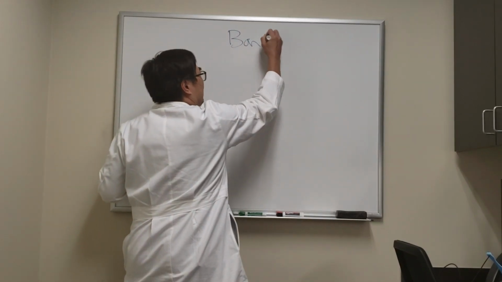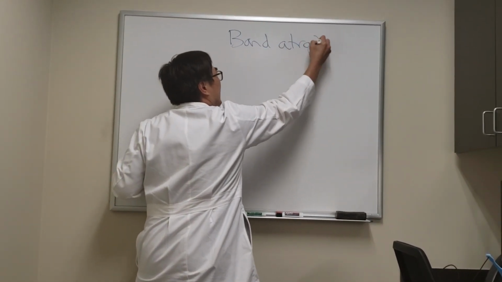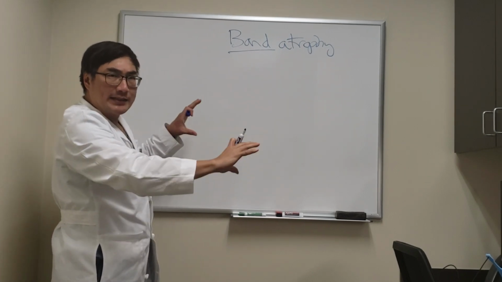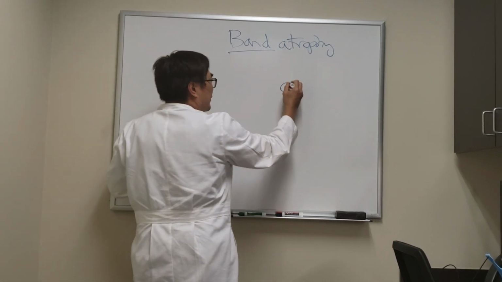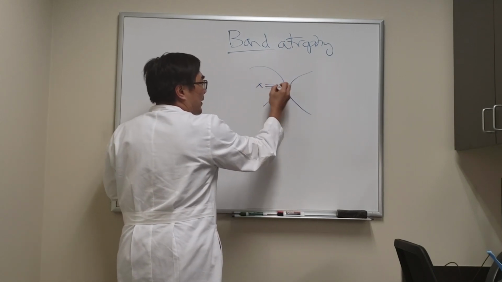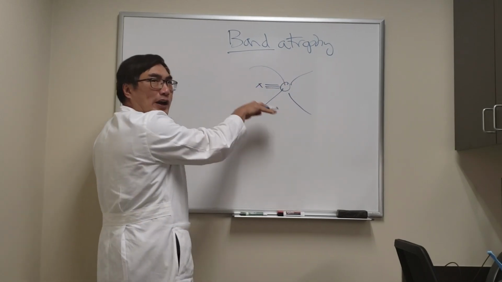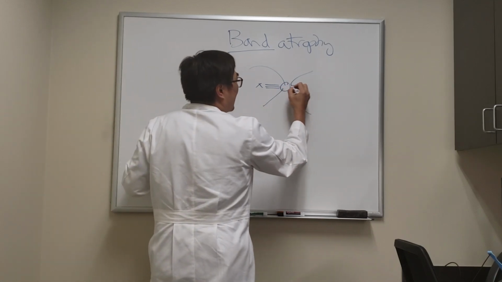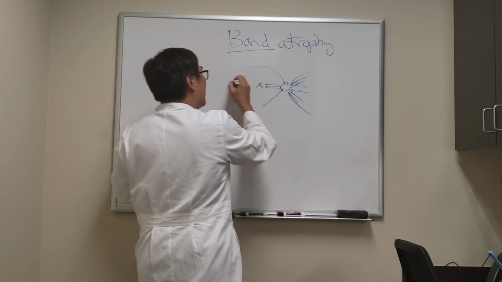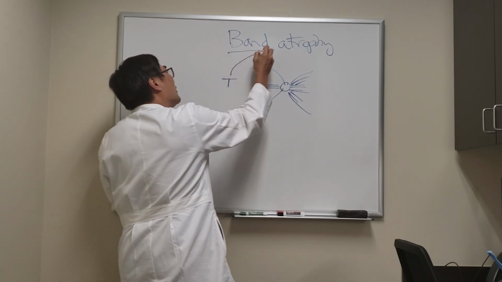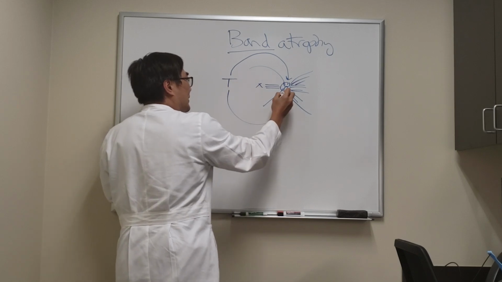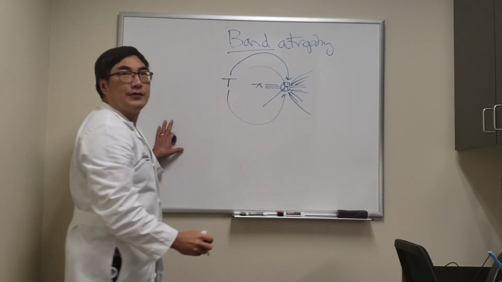Today we're going to be talking about band atrophy, and the band is because it runs like a band across the optic nerve. So here's the normal optic nerve, and as you know, the fibers from the papillomacular bundle insert right into the disc, and the nasal fibers insert right into the disc. However, the temporal fibers have to go all the way around to insert into the top and the bottom of the disc. And that's because they're trying to avoid going through the fovea.